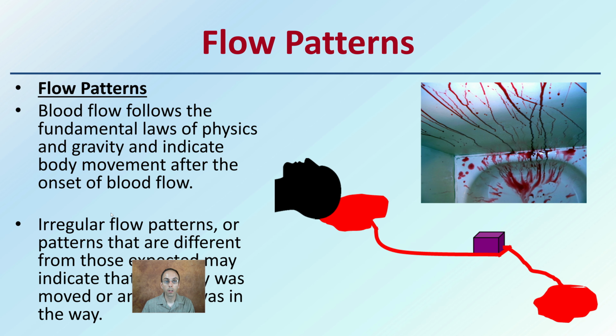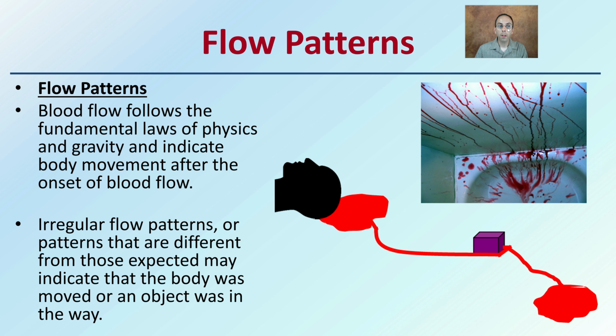Lastly, here we have flow patterns, and this is blood flowing from the fundamental laws of physics and gravity, and it indicates body movement after the onset of blood flow. So this is important because this is often an irregular pattern, or patterns that are different from those expected may indicate that the body was moved or an object was in the way.